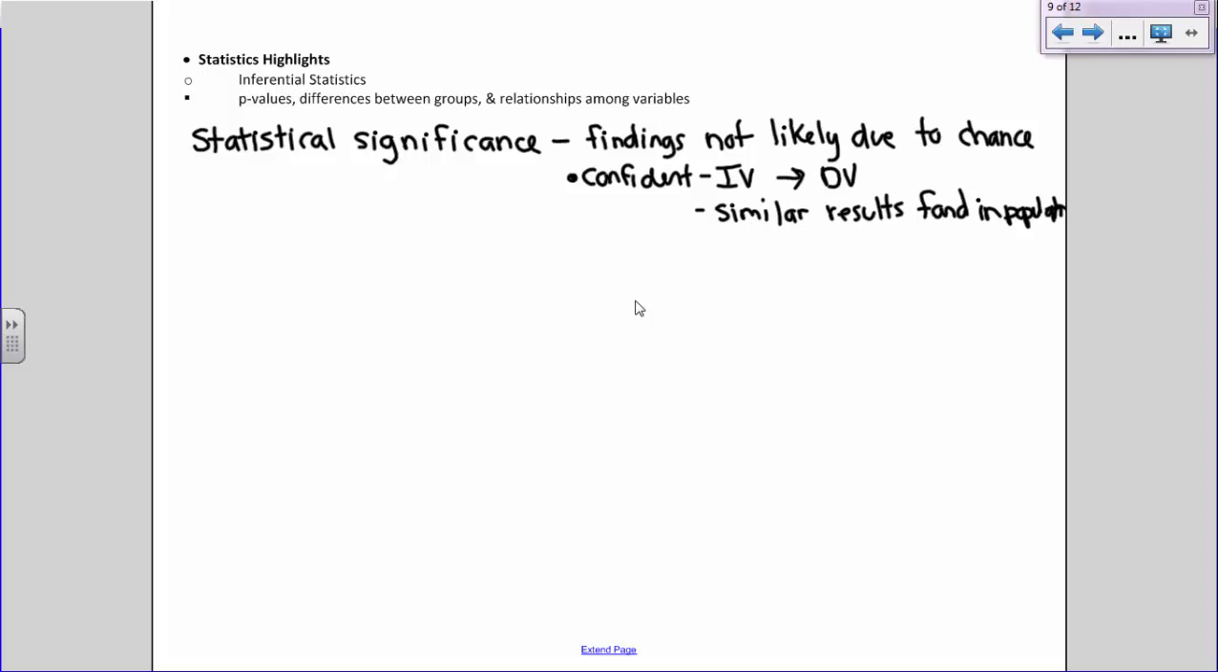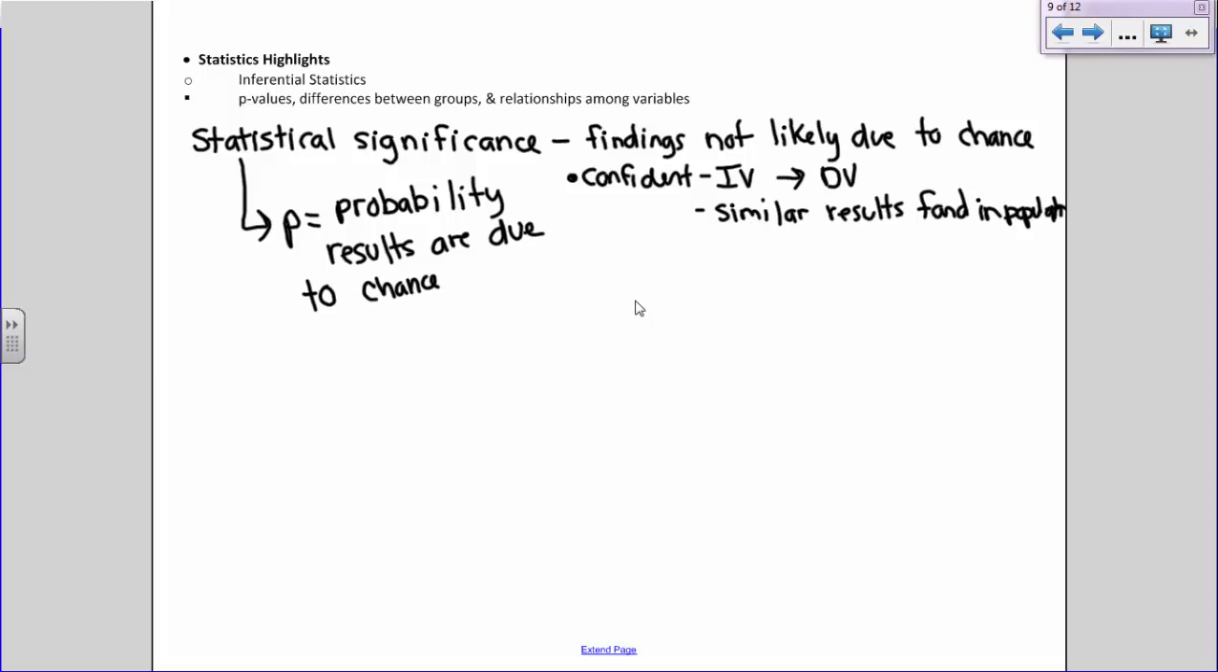All right? Now, p-values tell you about the significance. Okay? So how confident are you in your findings? A p-value tells you the probability that results are due to chance or error, specifically sampling error or a fluke.